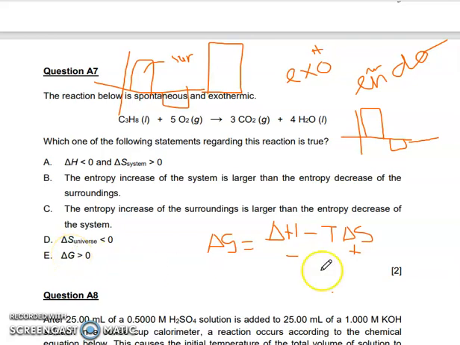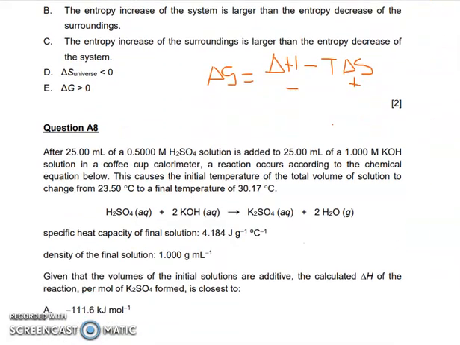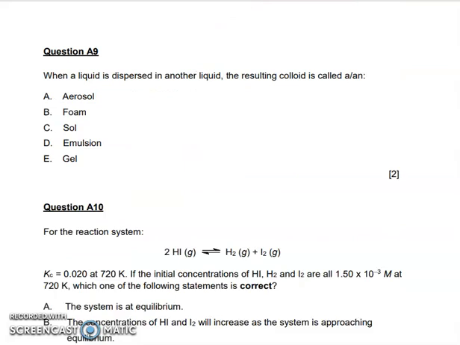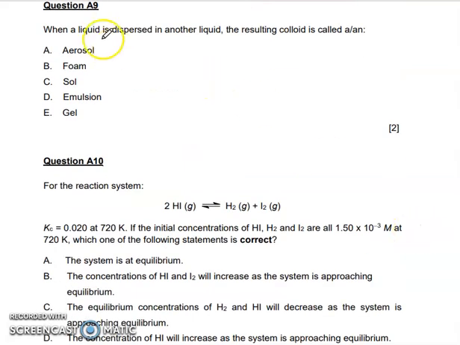This one is also another big lie. Delta G has to be negative for the reaction to be spontaneous, and people are good at this. And then this one is cool. It might come up, I don't know. You just need to know everything.